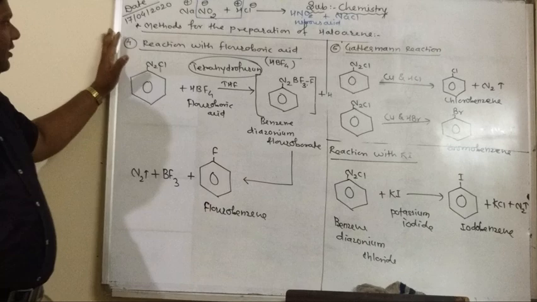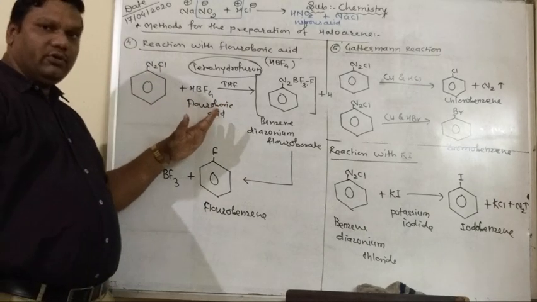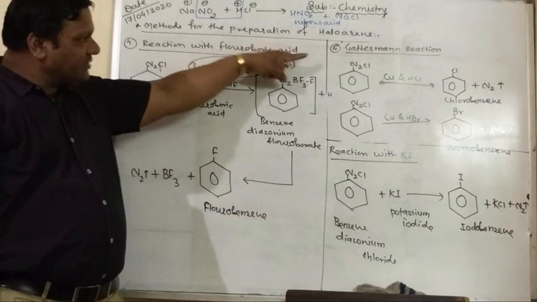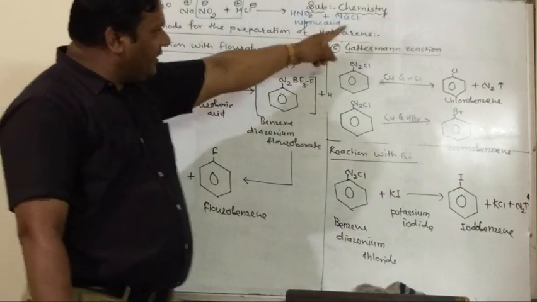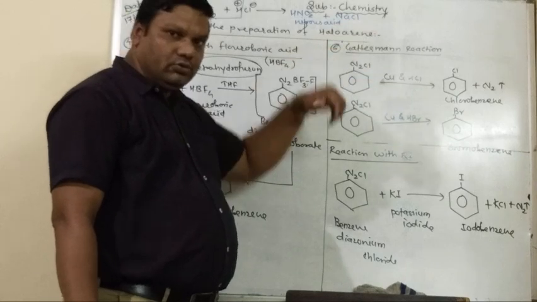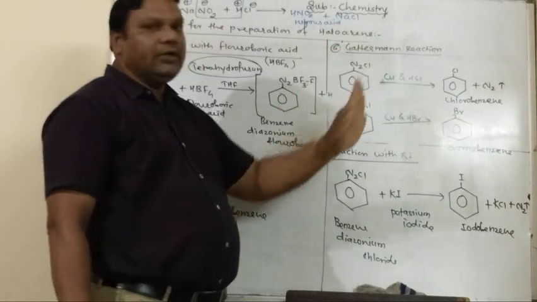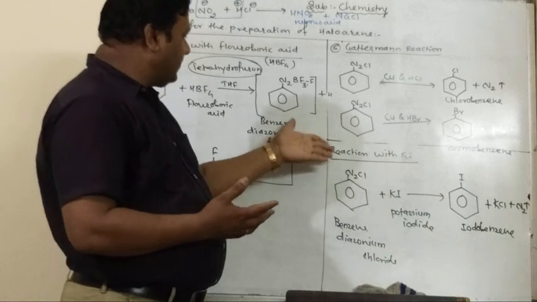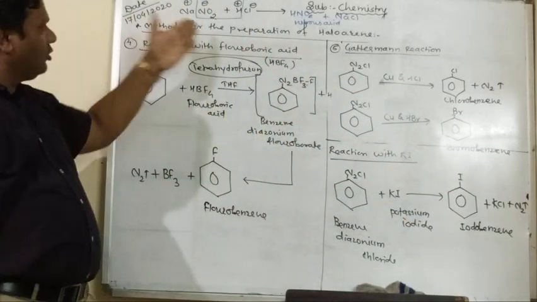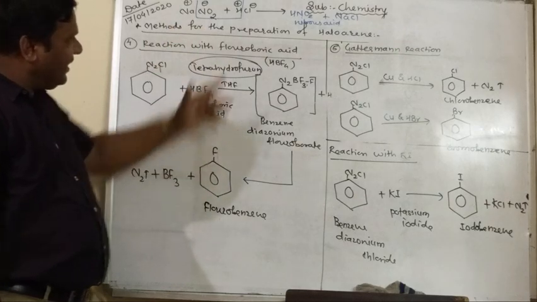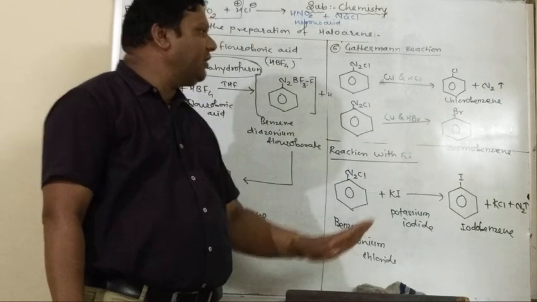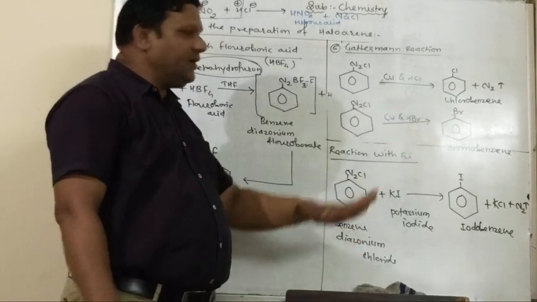Second one is from aniline. So from aniline, you will get benzene diazonium chloride, and after that Sandmeyer reaction. In Sandmeyer reaction, benzene diazonium chloride and cuprous chloride, Cu2Cl2, you will get the respective chlorobenzene or bromobenzene. After that, reaction with KI to get iodobenzene, reaction with fluoroboric acid to get fluorobenzene, and last is the Gattermann reaction to get again the respective haloarene, but the reagent is copper and HCl.